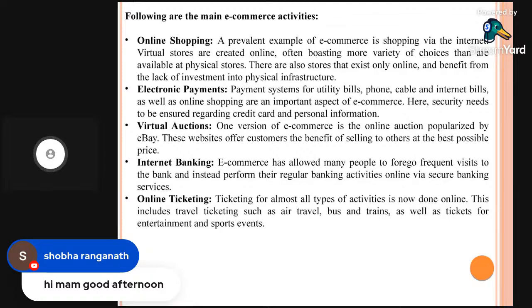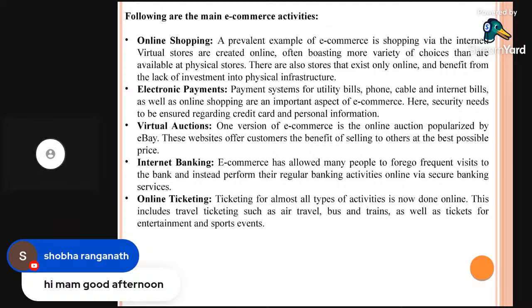Then internet banking. Here, many banking activities, rather than going to the banks and doing the transaction personally, have been replaced by the internet banking concept. You can deposit, you can withdraw, you can access your balance, or any type of transaction you want to do can be done just by touching your mobile screen. That is internet banking.